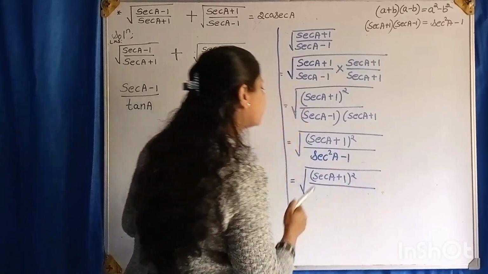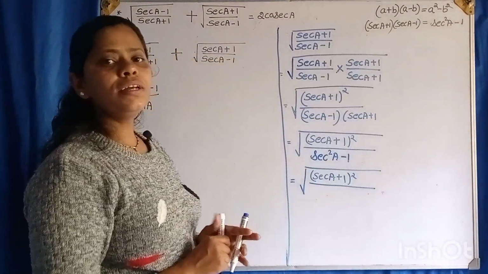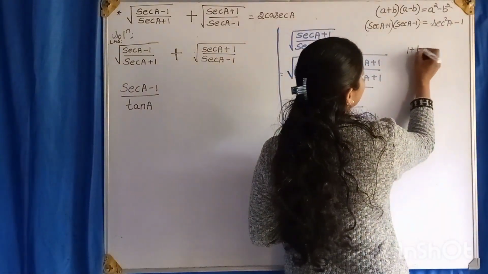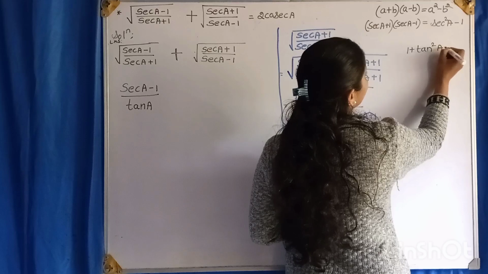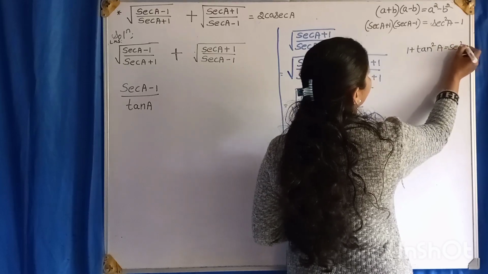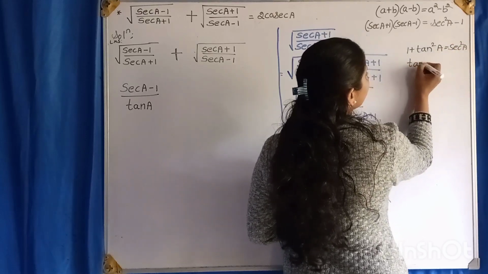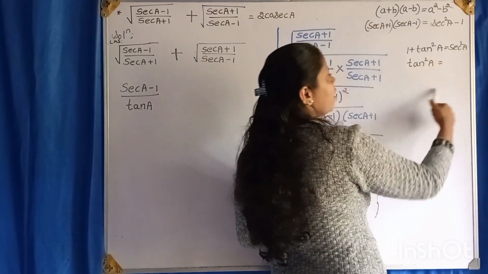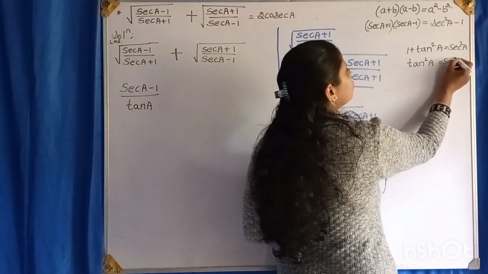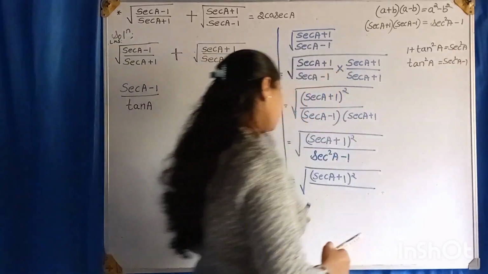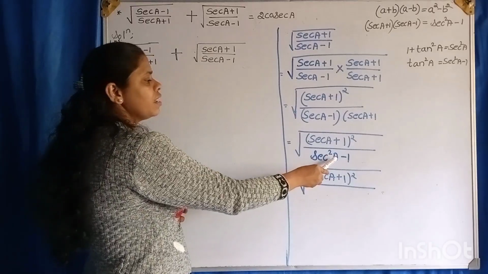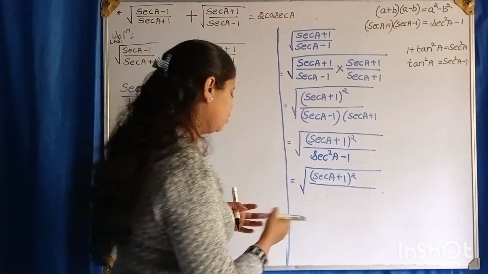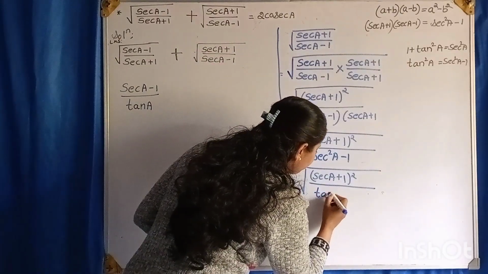divided by. Now, we know the trigonometric formula: 1 plus tan square A is equal to secant square A. Therefore, tan square A is equal to what? Secant square A minus 1. Therefore, secant square A minus 1, I can write it as tan square A.